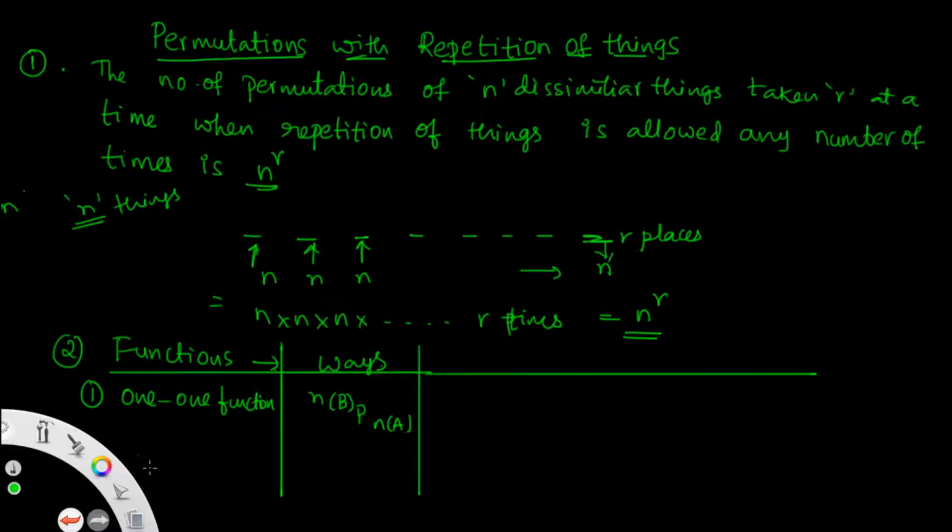And similarly, the condition is number of B greater than or equal to number of A. Then only it is possible. The condition for a one-one function is that number of B is greater than or equal to number of A. The second one is onto functions.